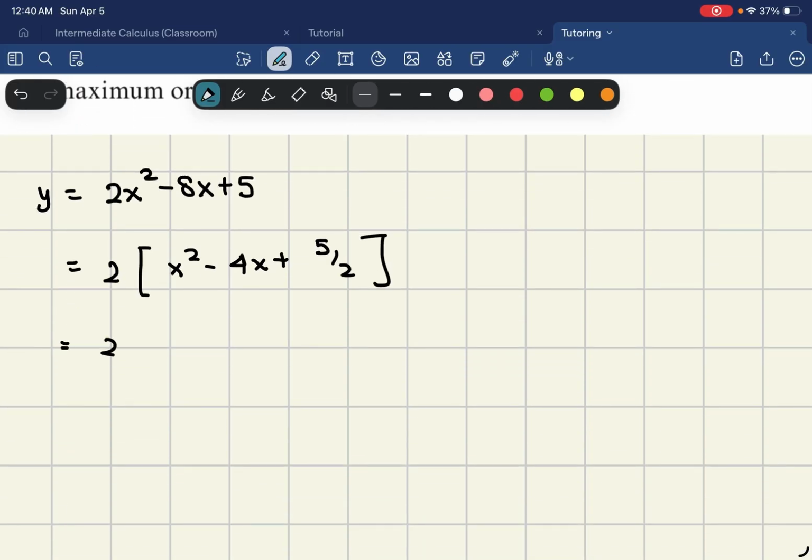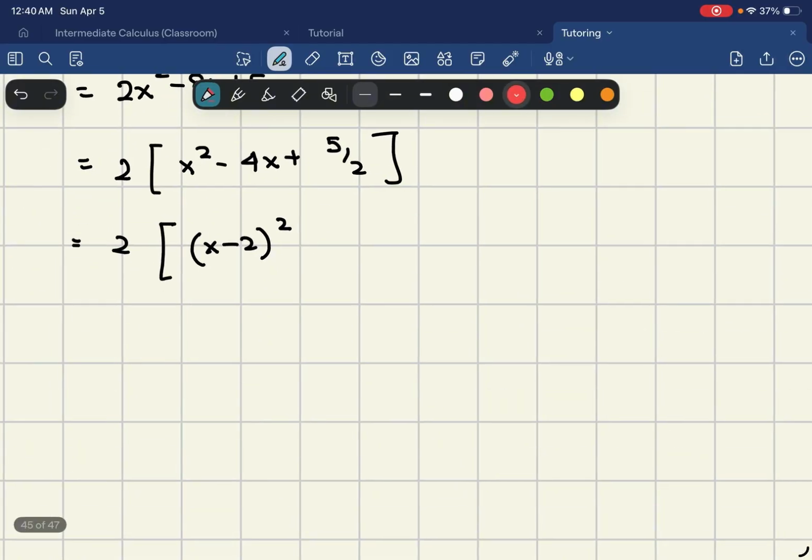And now I can complete the square inside the bracket. So x minus 2 squared. This gives me x squared minus 4x plus 4. But I don't need plus 4. I need plus 5 over 2. So 5 over 2 is 2.5. This expression gives me x squared minus 4x plus 4, but I don't want plus 4. I need to subtract something so that I get to 5 over 2. So 4 is just 8 over 2.